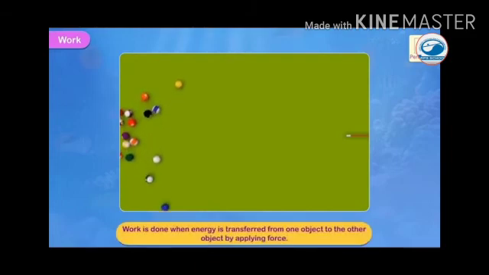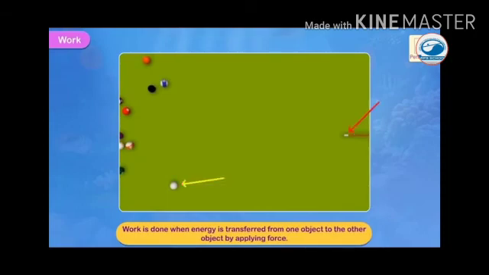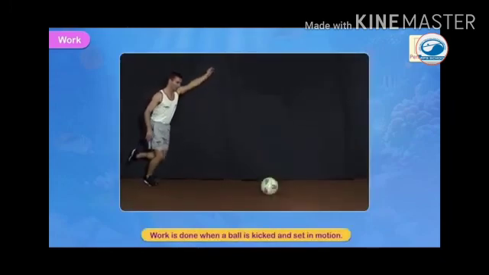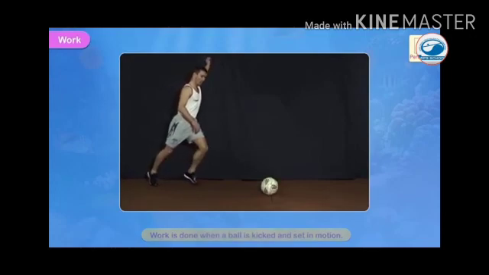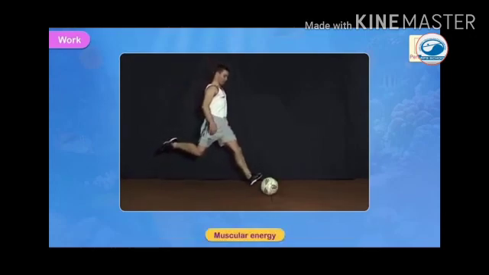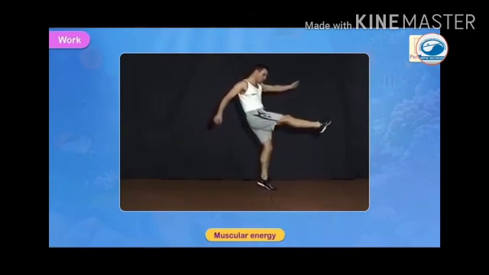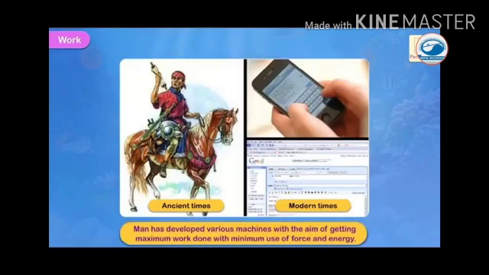In terms of energy, work is done when energy is transformed from one object to the other object by applying force. For example, work is done when a ball is kicked and set in motion. This work is done by the force applied to kick using muscular energy. Man has developed various machines with the aim of getting maximum work done with minimum use of force and energy.